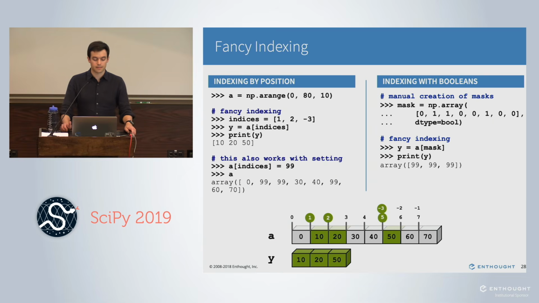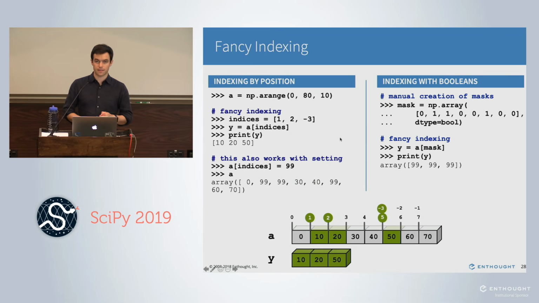So what fancy indexing allows you to do is to index not just by position like we've been doing, but also by value, basically. So it takes 2 forms. One on the left-hand side here that we called indexing by position. And we're indexing into this array here. So it goes from 0 to 80, upper bound not included, in steps of 10.